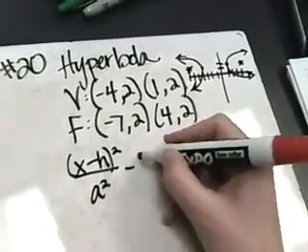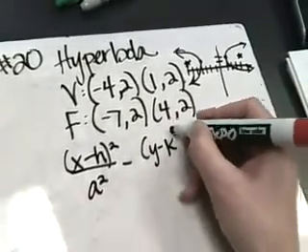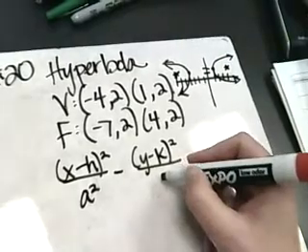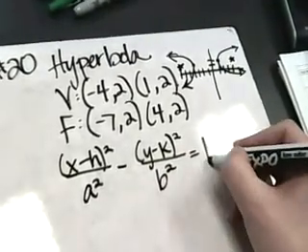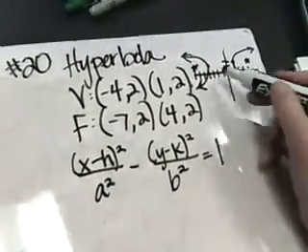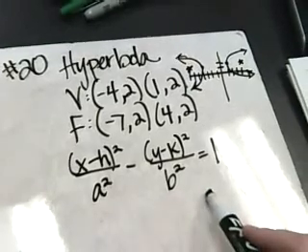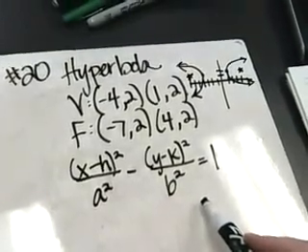X is the first one, and then your Y. Okay, so because it opened left to right, that means it's the horizontal axis form.